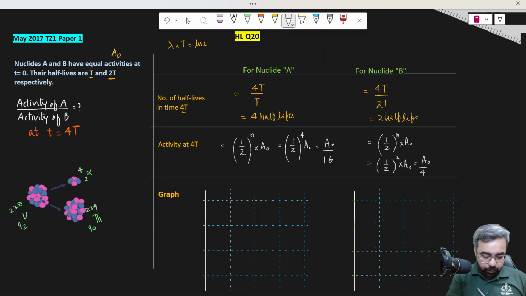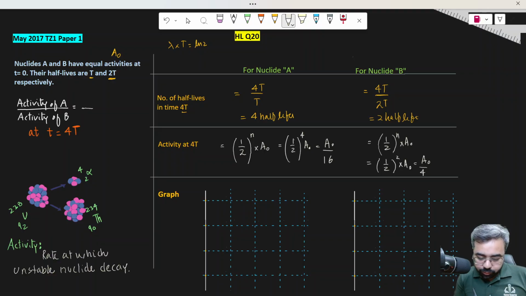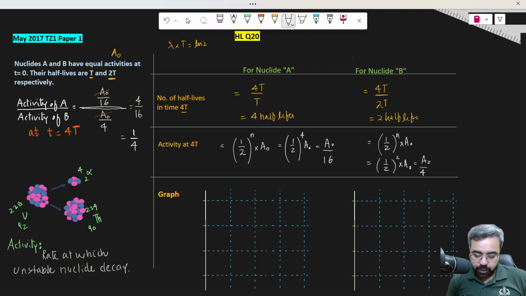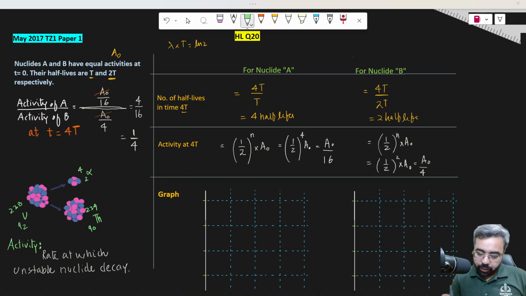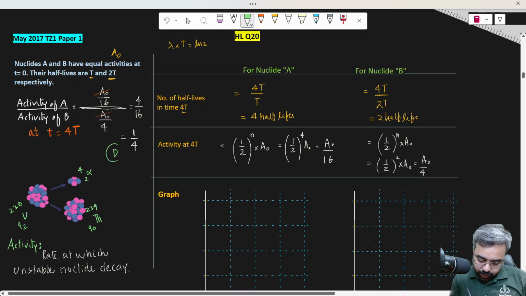If we divide them, the activity of A, since it has the shorter half-life, is A0 over 16, divided by A0 over 4 for B. The A0 cancels out, so it can be written as 4 over 16, and 4 over 16 is equal to 1 over 4. So it means that the activity of A is four times less than the activity of B. Sorry, the activity of A is one fourth that of B. And the right answer is option D, which says 1 over 4.